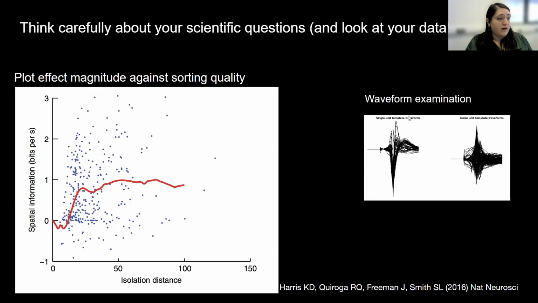You can also do some specific waveform examination. One common thing people do is plot all of the template waveforms for each neuron. And then you can plot all of the noise ones and check that there are no waveforms getting through that you don't want to get through.